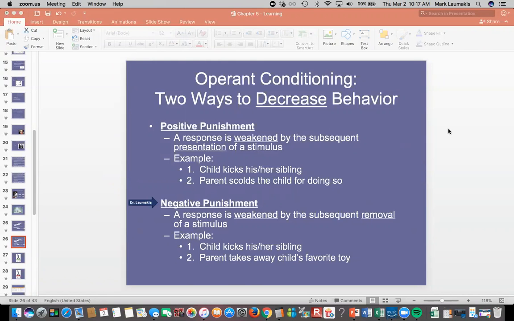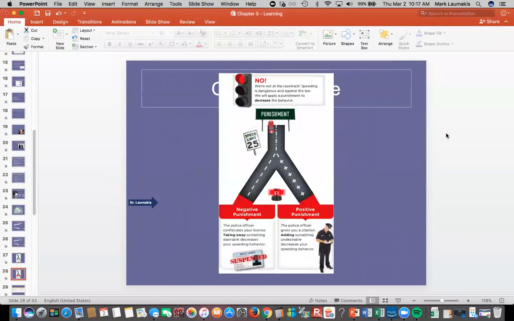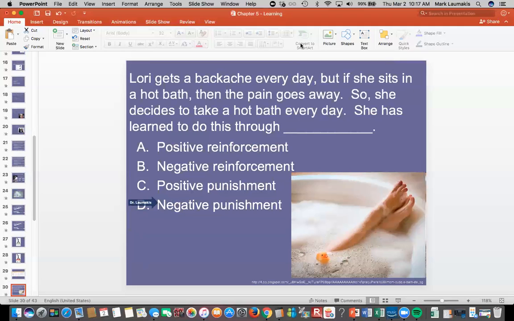Let me give you a couple polling questions here. Good. So how about this one? What do we got going on here? Well, we've got Lori taking a bath every day. It helps make her back pain go away. Take a shot at that. See what you can come up with for that one.